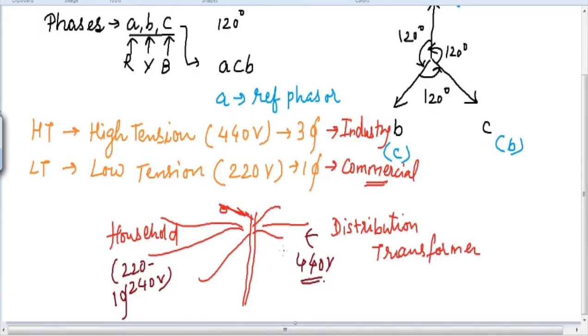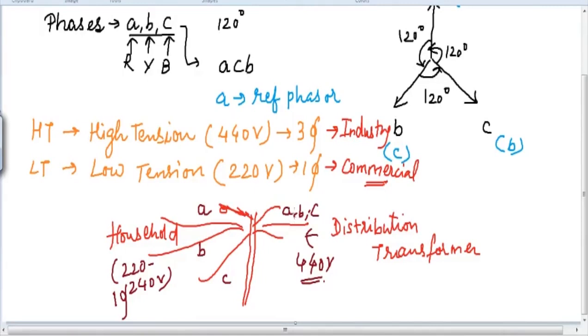So this 440 volt is then distributed to the various households as a 220 volt supply. In other words, this three phase, where the phases are ABC, is converted. When it goes to the consumers, some consumers will get A phase, some will get B phase, and some will get C phase. So you can see that this entire three-phase power is converted into single phase.